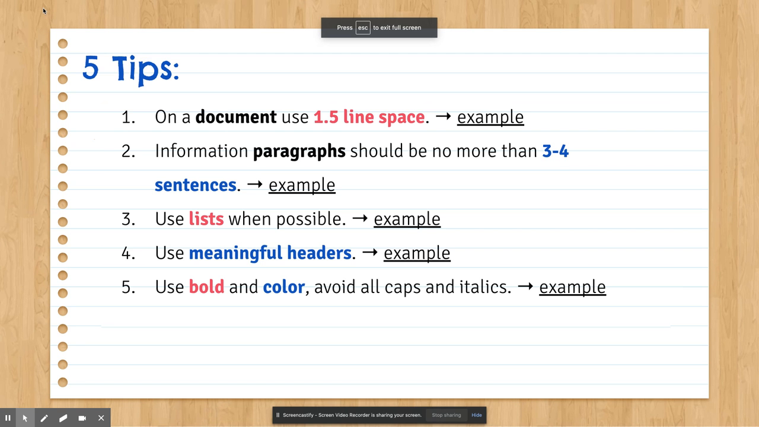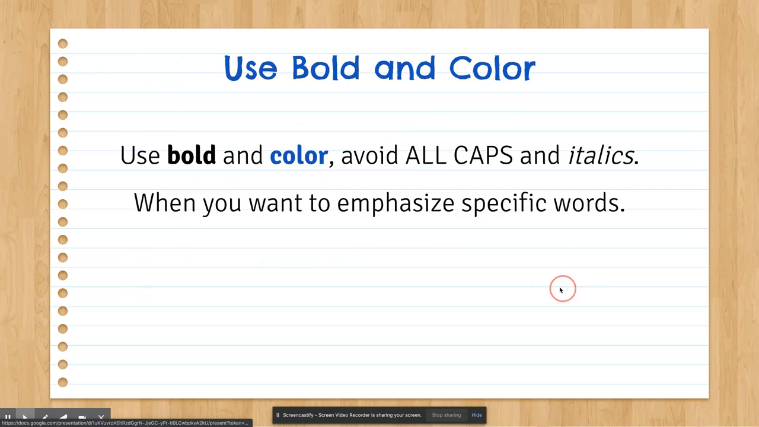Now, the fifth and final tip, which I have been using all along, is use bold and color. Avoid all caps and italics. And I think this next example will just tell you why. Use bold and color, avoid all caps and italics when you want to emphasize specific words. So you can see right away how bold and color pop off the screen, but the all caps and the italics, well, you can tell there's a difference between the text. They really just blend in.